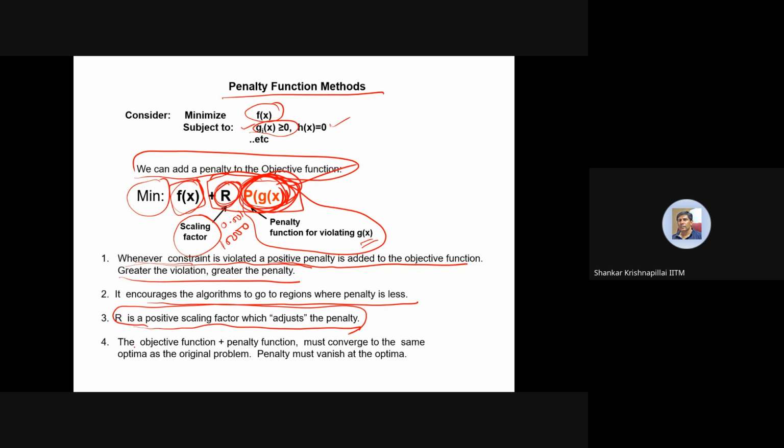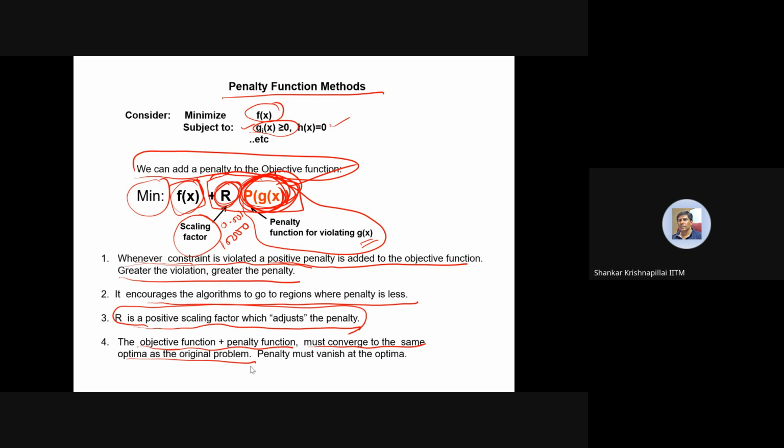So the most important thing is like this. The objective function plus penalty function must converge to the same optima as the original problem. Otherwise, there is no use in putting the penalty. By adding the penalty to the objective function, it is distorting the objective function, and we are getting another minimum, which is not the same minima as the original problem. Then it is not good.